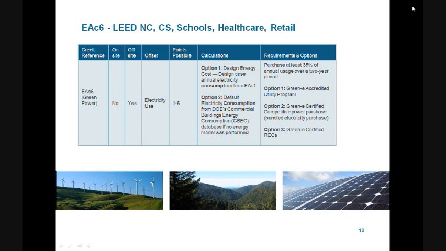Okay, so the one really important requirement to keep in mind is that you're purchasing at least 35% of the annual usage over a 2-year period. So you can purchase up to 100%, but you must purchase enough green power to cover at least 35% of the building's usage over a 2-year period. Now, you have 3 options for where you get this green power. Where does it come from?